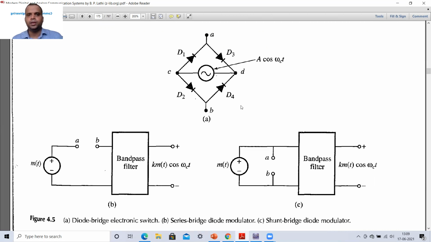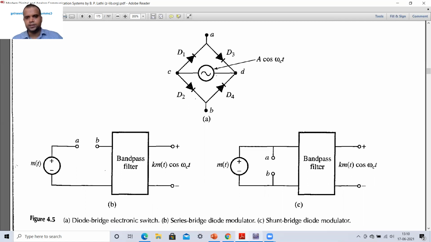So basically I will be implementing this circuit in this particular video lecture. This circuit I have to implement, and I will be using this particular series bridge diode modulator. So let's see. First of all, we need to take the message signal. Then we have to implement this circuit, connected at this point, and then we need to make a band pass filter. So let's see it on Multisim.